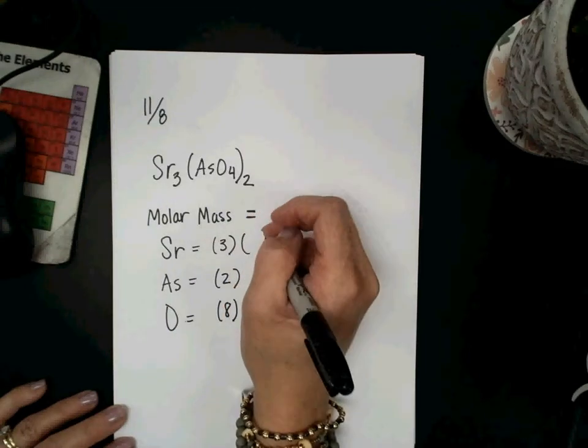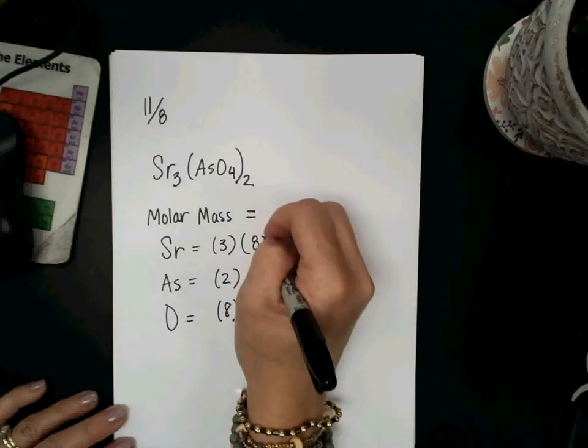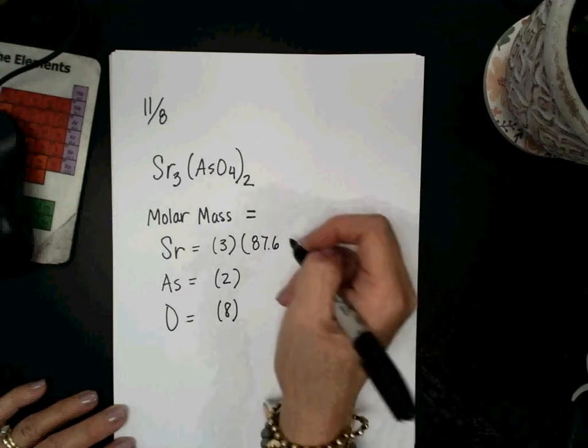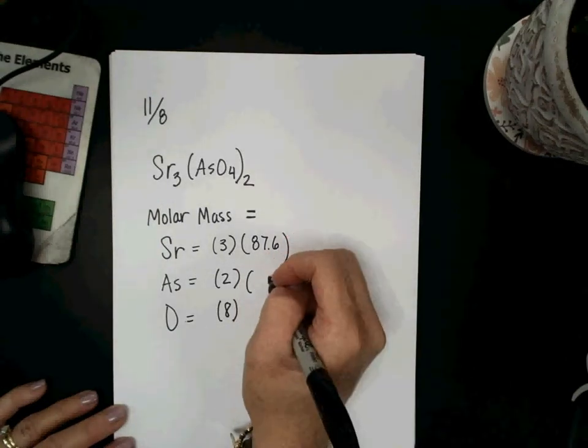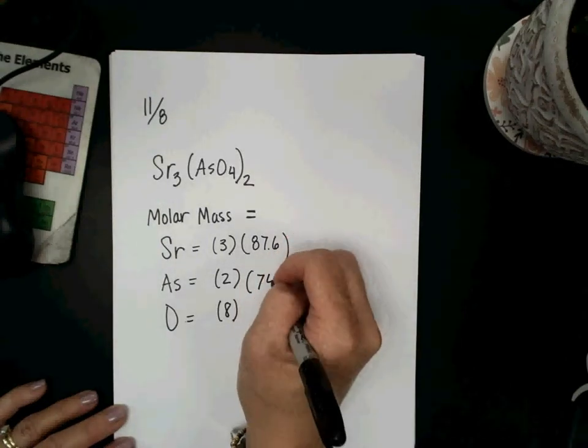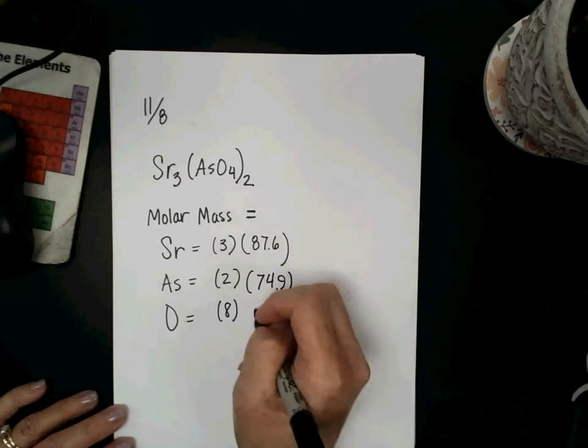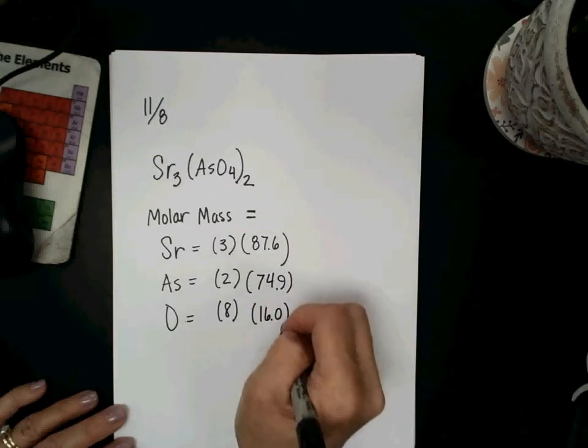I would use strontium at 87.6. Is that what you used? I would use arsenic at 74.9 and oxygen 16.0. Yes? Okay.